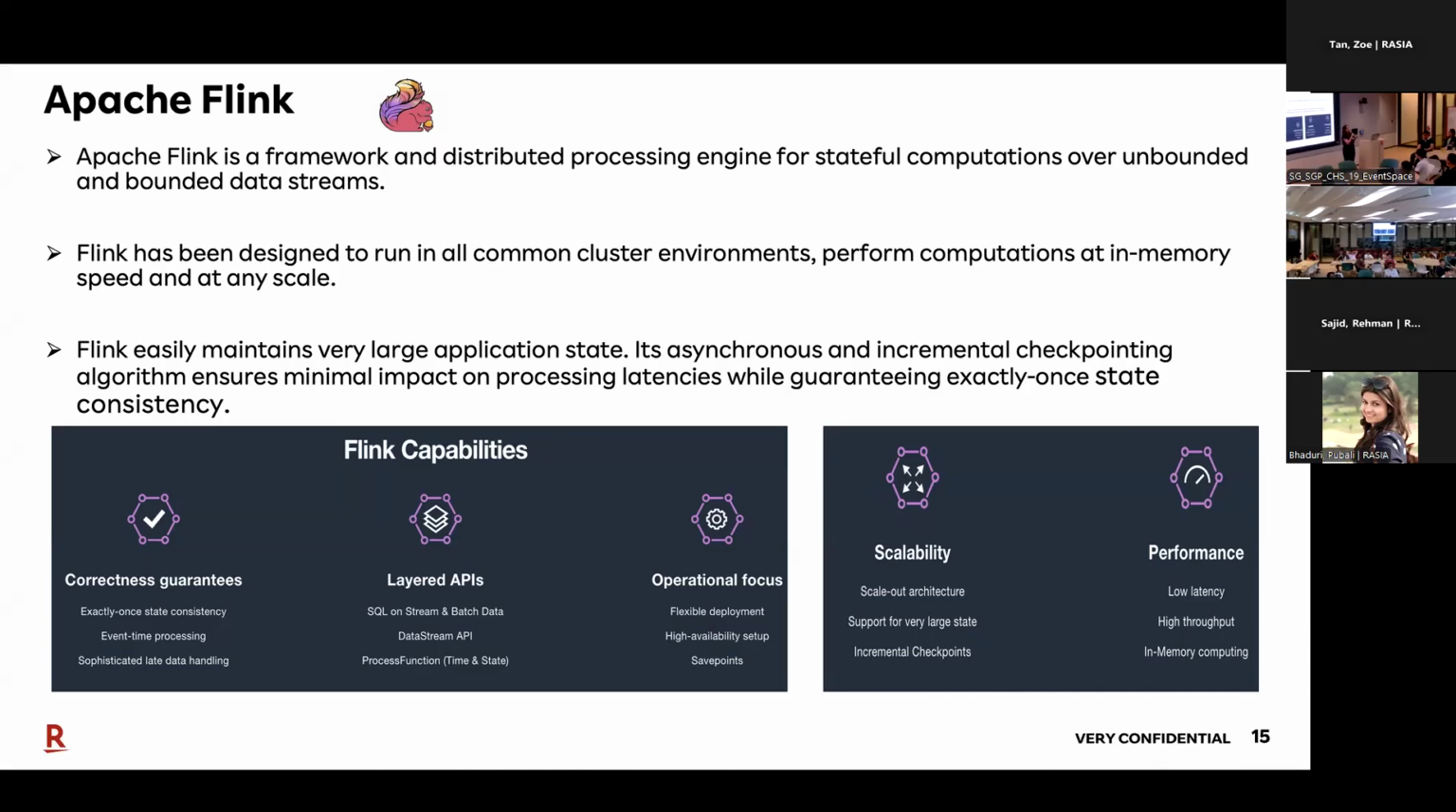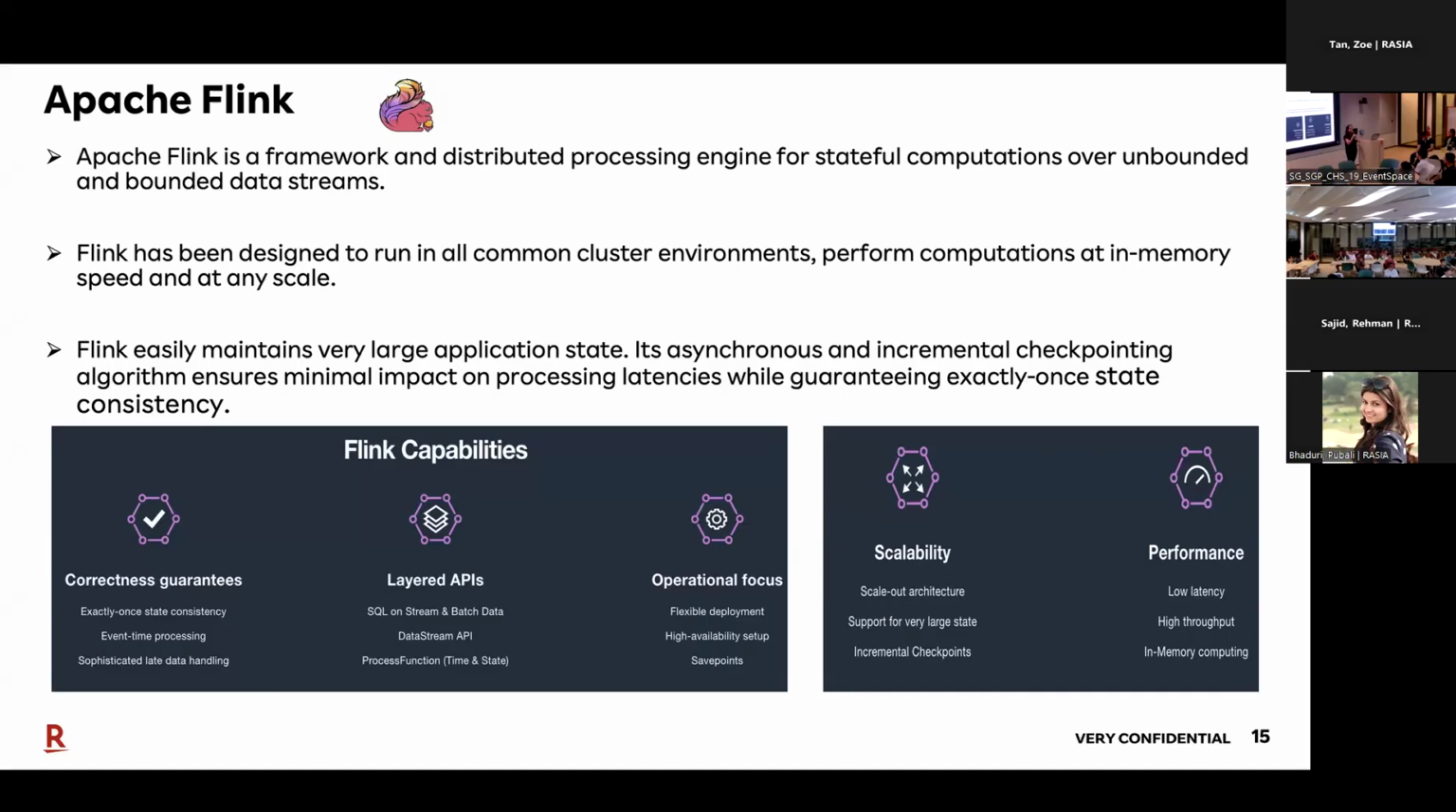Some of the Flink capabilities are, first, the correctness guarantee. There is a feature in Flink called checkpoint. Let's say Flink is running, it will be creating checkpoints. And if the application crashes, it would refer to the previous checkpoint so that it makes sure that all the messages are consumed at least once.